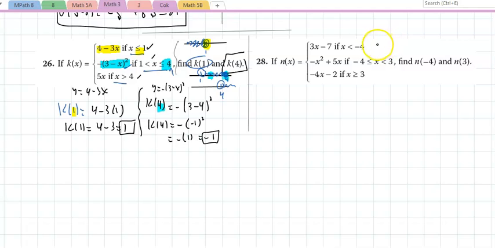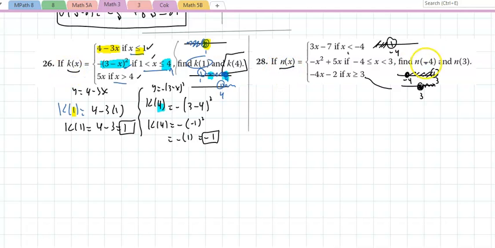Here again, I have 3 lines to worry about. This is if x is less than negative 4. This is if x is between negative 4 included to 3 not included. And this if x is greater than or equal to 3. Again, they could only include a value. You know, maybe you're thinking, what if x appears in 2 of those intervals? Not possible because those are functions.